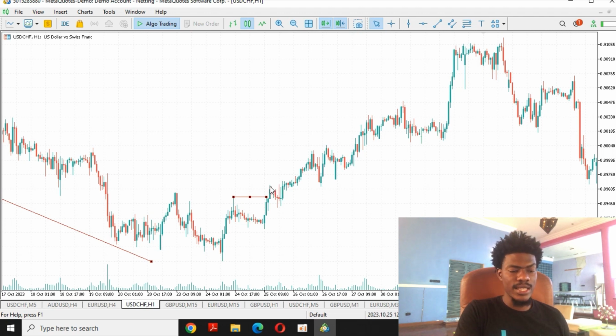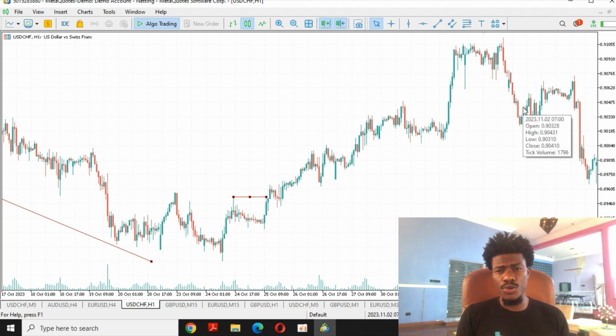So which one was higher than this again? This. So what's the next higher high? Then the low was the higher low. This was higher than this. So this is the next higher high, higher low, higher high, higher low, higher high, higher low, higher high, higher low. Are we understanding the whole concept now?